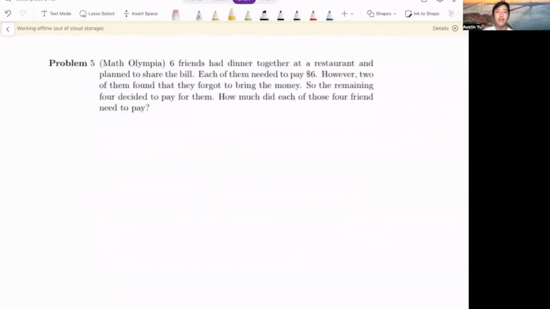Problem 5. 6 friends had dinner together at a restaurant and planned to share the bill. Each of them needed to pay $6. However, 2 of them found out that they forgot to bring the money, so the remaining 4 decided to pay for them. How much did each of the 4 friends need to pay?